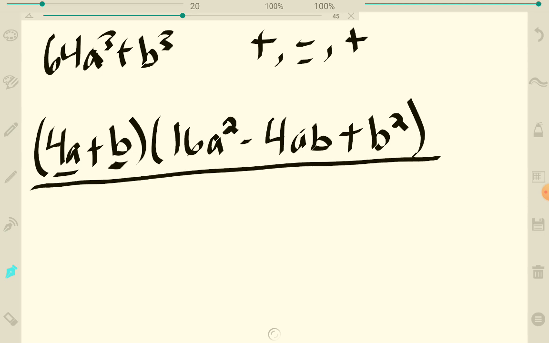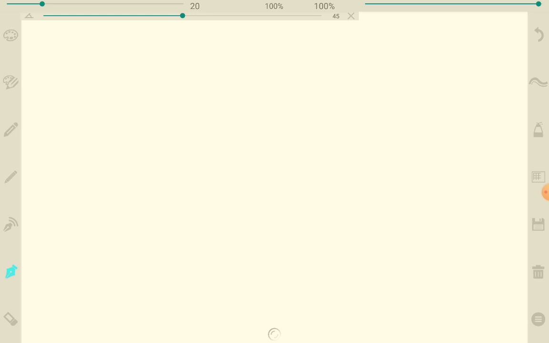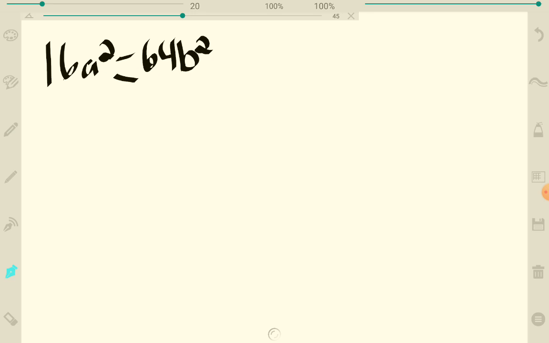Let's move on to the next problem. Our last problem is going to be 16a cubed minus 64b cubed. So let's look at our signs. So we have negative right here, so it'd be same, opposite, and always positive. So now that we have our signs, we can move on.